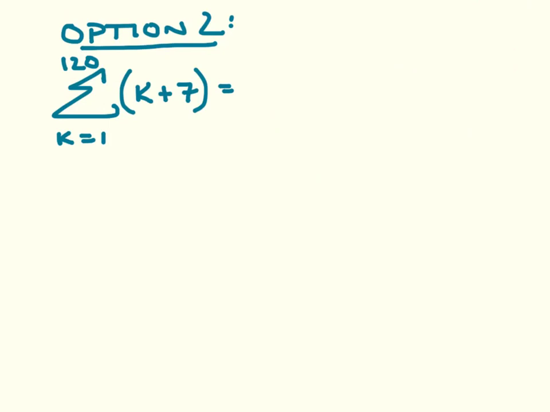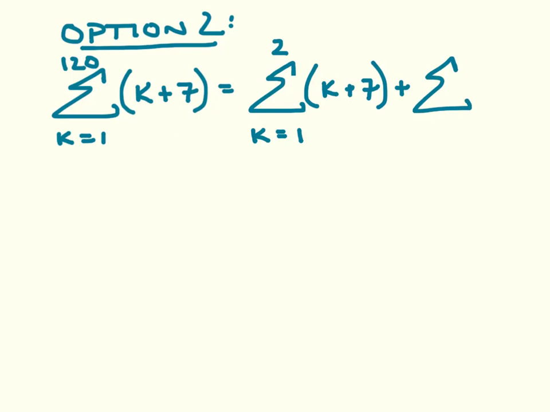Our second option is to take the sum as k goes from 1 to 120 of k plus 7 and break it down in the following way. We can say that the sum as k goes from 1 to 120 is really the same thing as the sum as k goes from 1 to 2 of k plus 7 plus the sum as k goes from 3 to 120 of k plus 7. And since we have in this expression now the sum as k goes from 3 to 120, we can solve for that and see what we get as an answer.